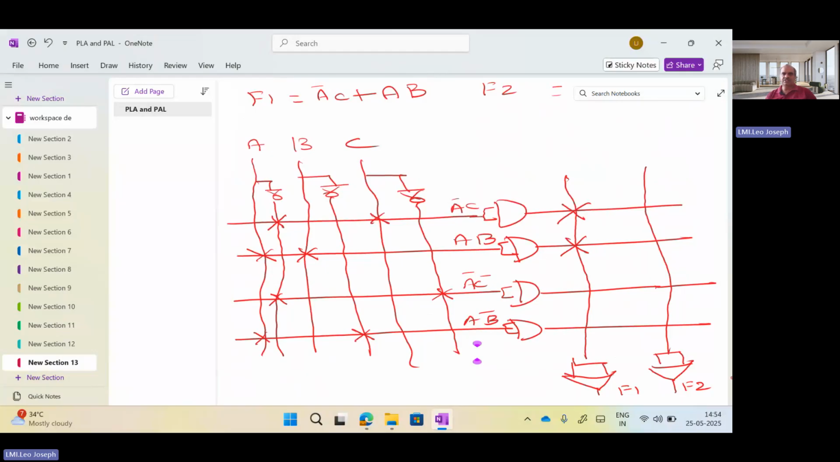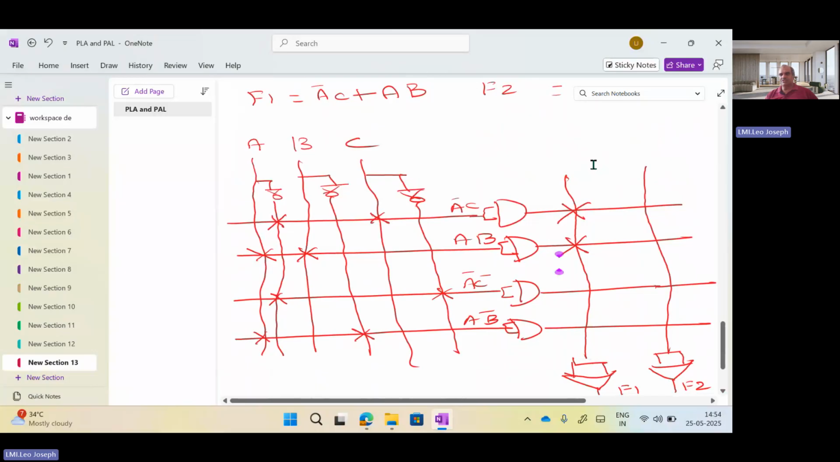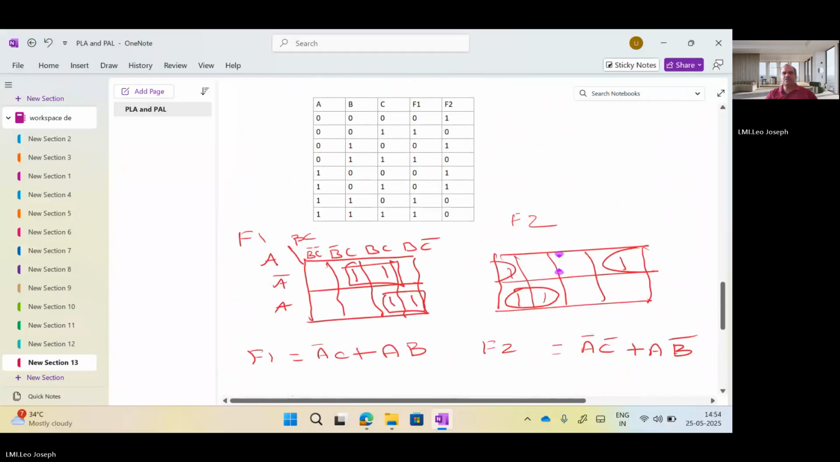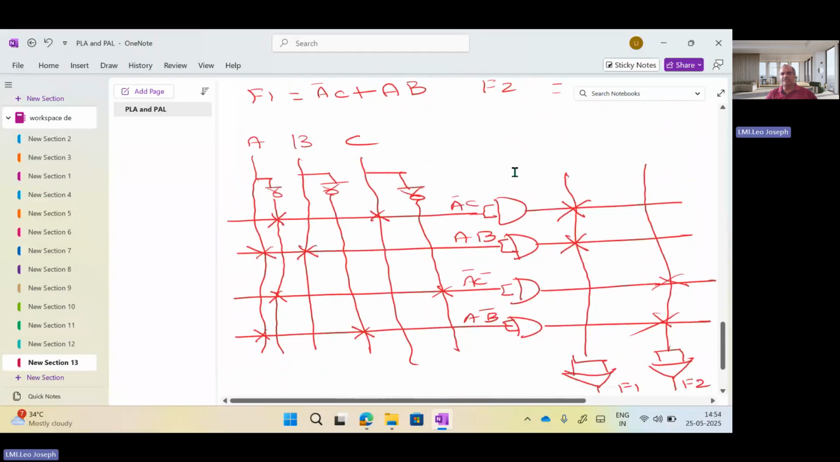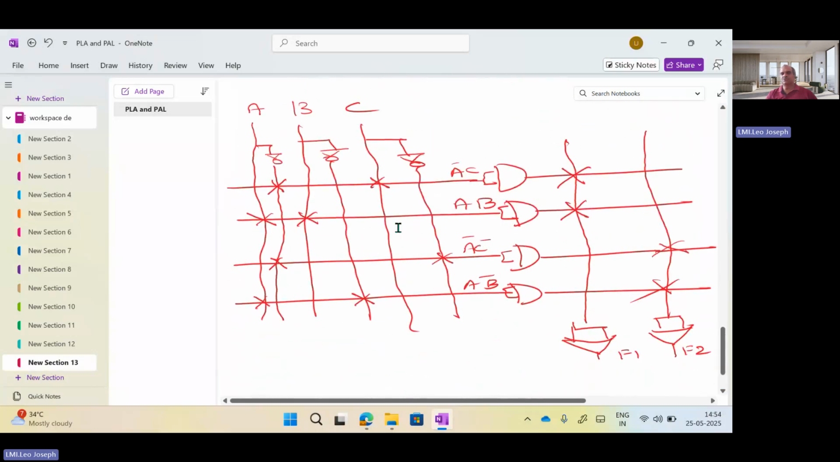Right. Next, F2 is equal to what answer you are getting? A bar C bar plus AB bar. These two things. So what is our ultimate aim? We need to get this table, and we need to verify whether this F1 and F2 are responding according to these inputs. So we are going to do this program in both Tinkercad and Python, and we are going to verify. That is our task.